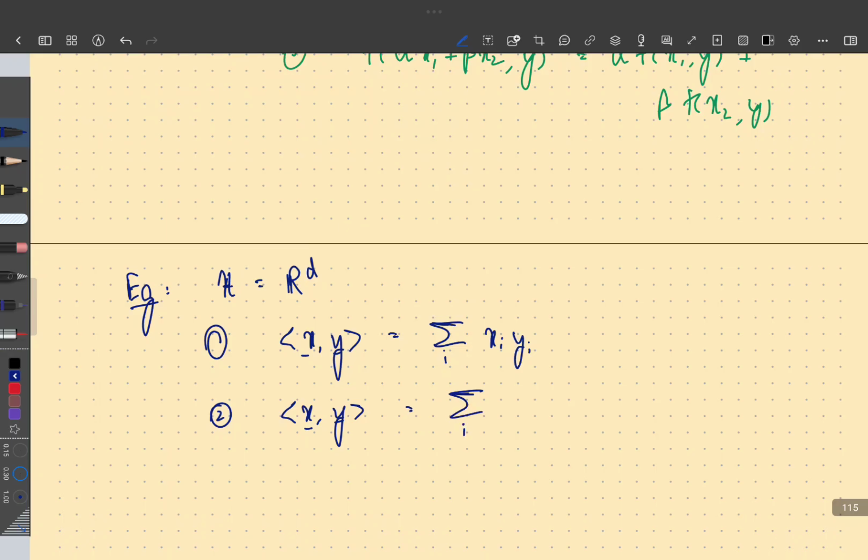Let's say that I look at the following inner product, the sum of alpha_i x_i y_i, where alpha_i is in R. When can this be an inner product? These alpha_i's are fixed, they're independent of x and y. Okay. What happens if one of them is negative?